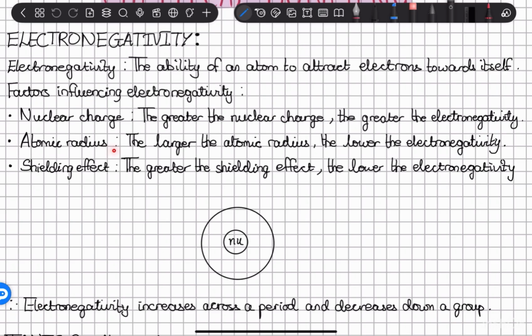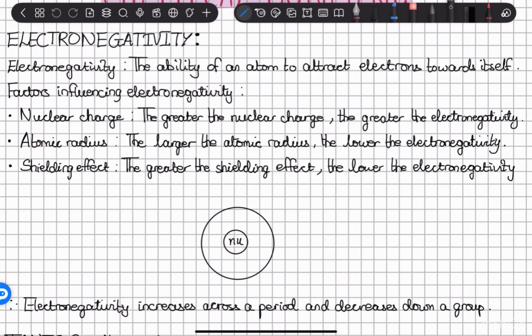Then we have atomic radius. The larger the atomic radius, the lower the electronegativity, which also makes sense if we look back to shielding. Shielding is when the electrons in the shells around the nucleus protect the outer ones from feeling that entire nuclear charge. They take it upon themselves. Sorry, I just explained the third point. The atomic radius is actually related to shielding.